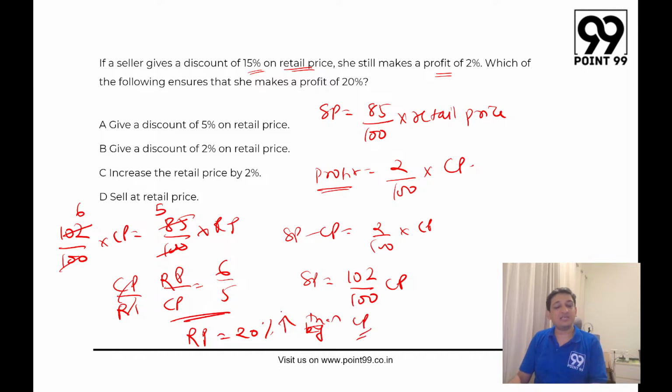तो अगर उसे 20% का प्रॉफिट करना पड़ेगा तो उसको क्या करना पड़ेगा? उसको रिटेल प्राइस पे ही बेचना पड़ेगा. एंड दैट्स व्हाई ऑप्शन डी इज करेक्ट इन दिस पर्टिकुलर केस. ठीक है, अगेन इफ यू डोंट वांट टू कॉम्प्लिकेट थिंग्स अ लॉट, इतना सब इक्वेशन लिख के एसपी माइनस सीपी सब करने का जरूरत नहीं है.